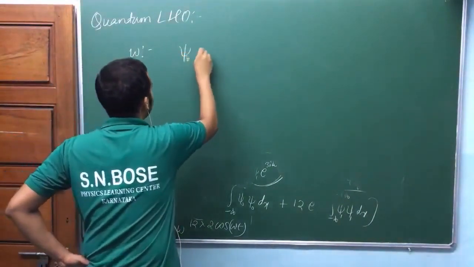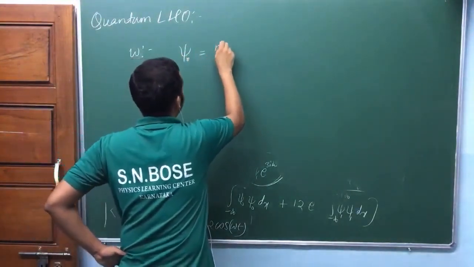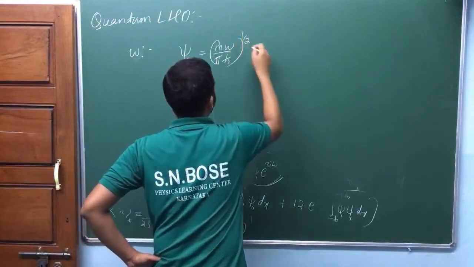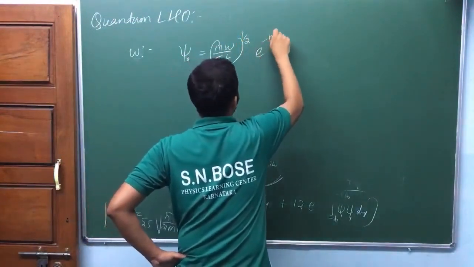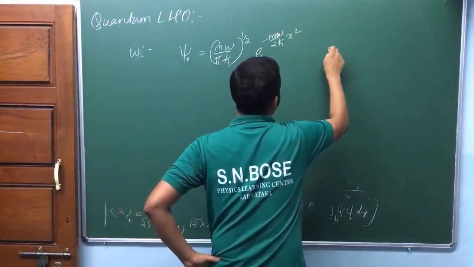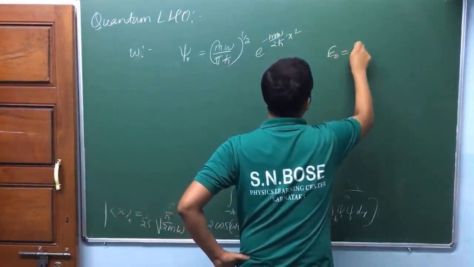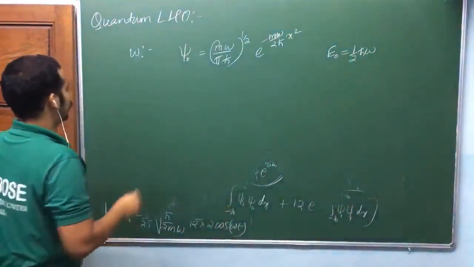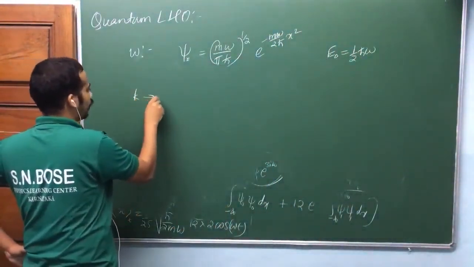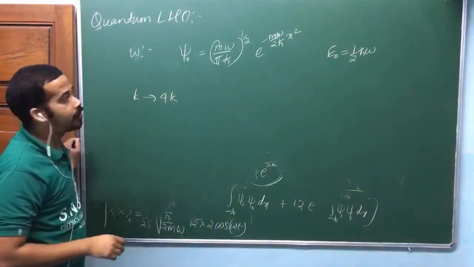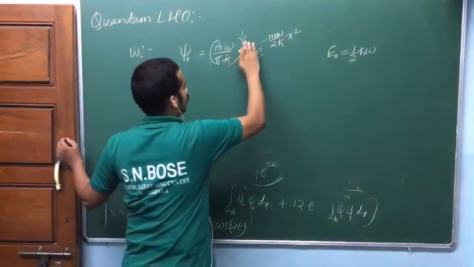Psi naught is equal to (m omega by pi h bar) raised to 1 by 4, e to the power minus m omega by 2 h bar x squared, with energy E naught equal to half h bar omega. It was in the ground state. Now what happened is the spring constant is quadrupled. So the normalization factor is raised to 1 by 4.